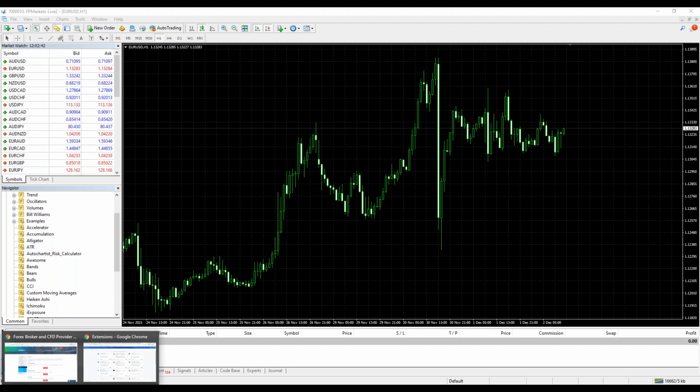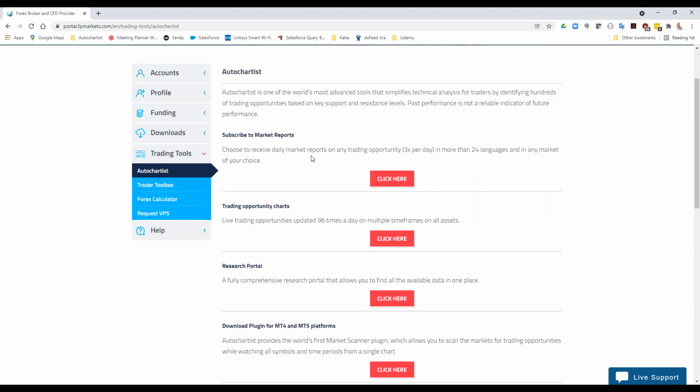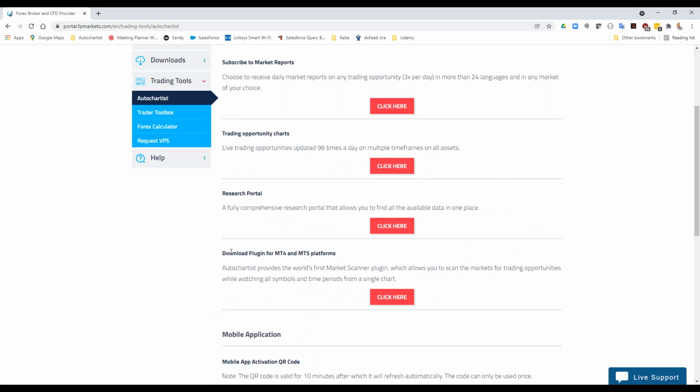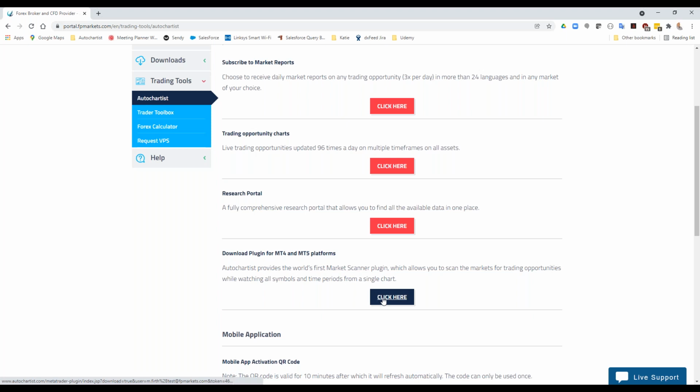So first things first. Where do you get the tool? In order to get the Autochartist tool and the plugin I'm going to show you into MetaTrader, you log into your FP Markets account. Michael was good enough to lend me his account, so I can show you what that looks like. If you click on Trading Tools, Autochartist, there is a download plugin for MetaTrader section over here, and you can click here and it will allow you to download the app.